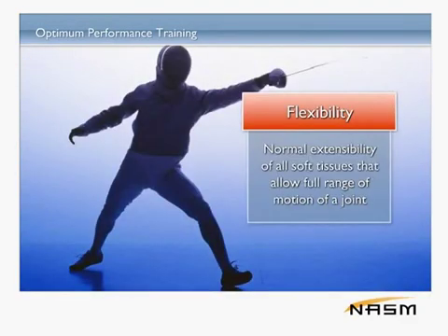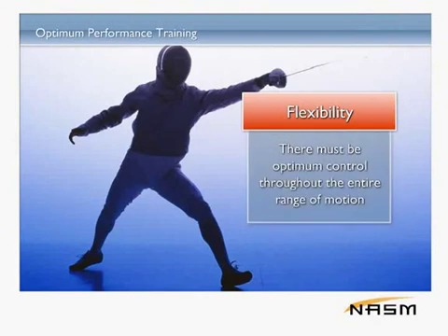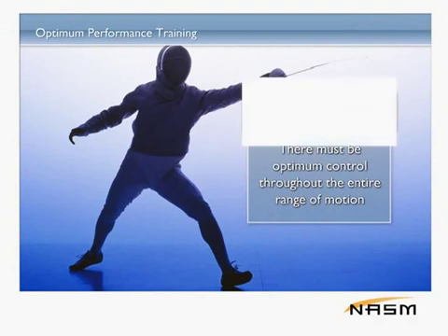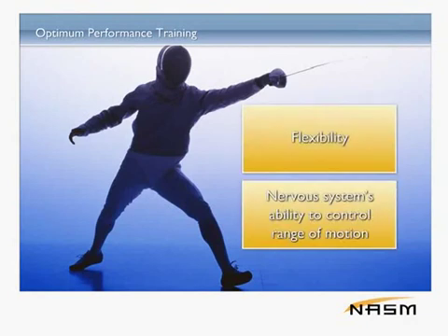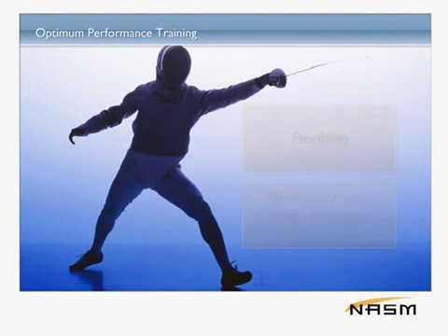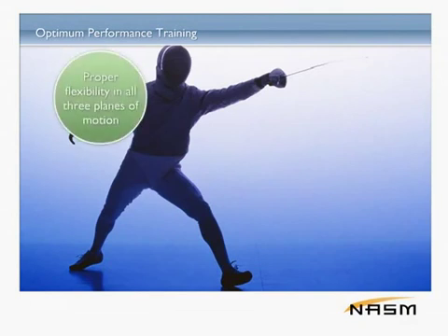Flexibility is the normal extensibility of all soft tissues that allow the full range of motion of a joint. However, in order for soft tissue to achieve efficient extensibility, there must be optimum control throughout the entire range of motion. More specifically, this optimum control can be referred to as dynamic range of motion. This is the combination of flexibility and the nervous system's ability to control this range of motion efficiently. To allow for optimal neuromuscular efficiency, individuals must have proper flexibility in all three planes of motion.